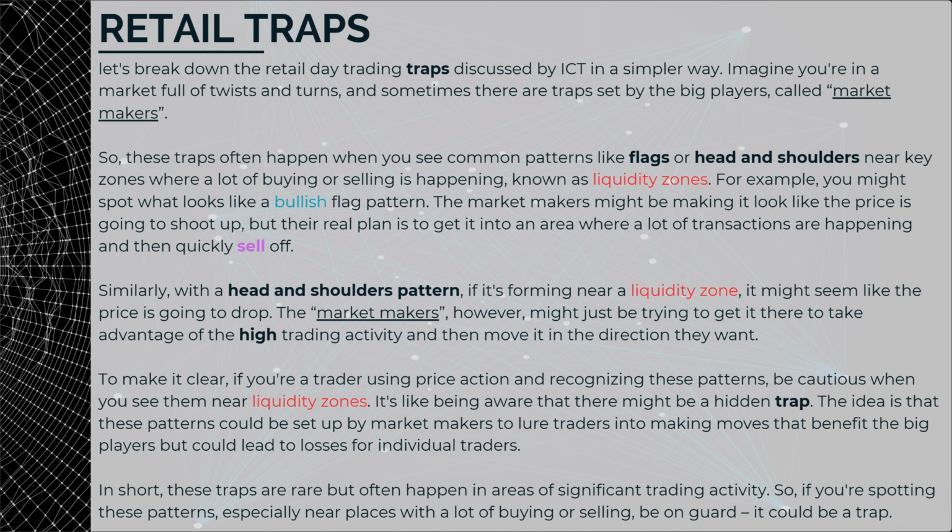So these traps often happen when you see common patterns like flags or head and shoulders near key zones where a lot of buying and selling is happening. Now, keep in mind, it can be any kind of pattern. This type of buying or selling is known as liquidity zones. For example, you might spot what looks like a bullish flag pattern. The market makers might be making it look like the price is going to shoot up, but the real plan is to get it into an area where a lot of transactions are happening and then quickly sell off.